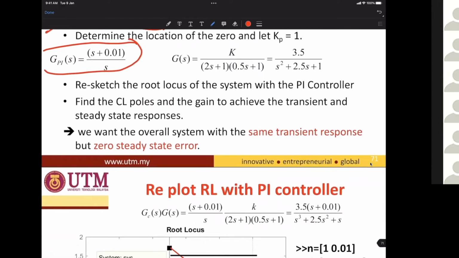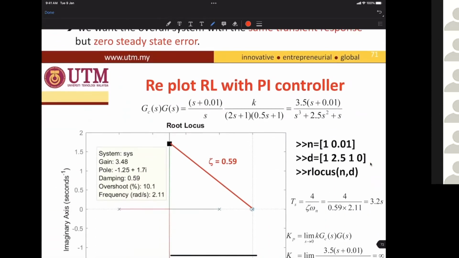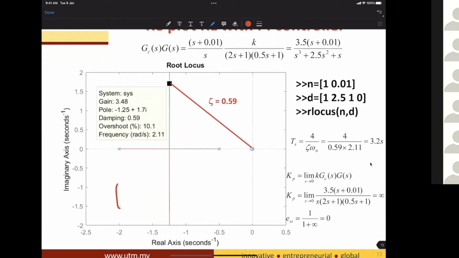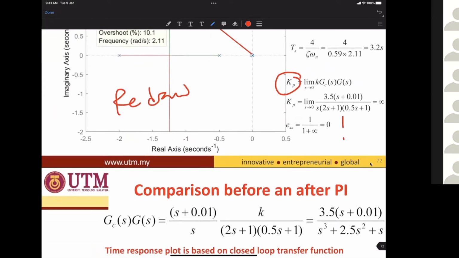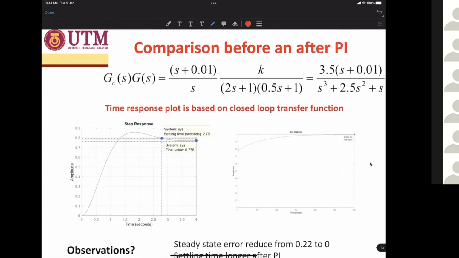So resketch balik. Find the closed loop transfer function. Dan kita akan dapat redraw dia macam ini. Tak banyak beza. Tetapi errornya telah kosong. Okay. Kalau kita lihat di sini. Error dia KP sama dengan limit. Masukkan nilai controller itu sekali. Okay. So infinity. 1 over infinity adalah kosong. Okay. So, kita tercapai nilai error tersebut.